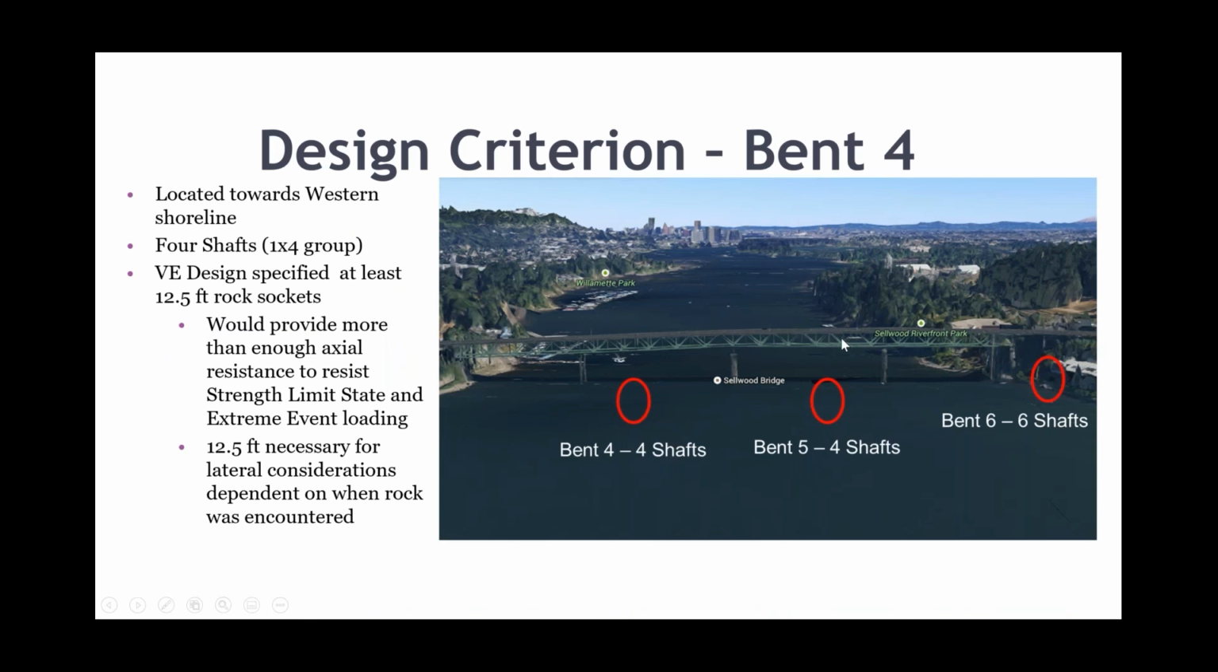Moving into the actual design, at Bent 4, that's located towards the western shoreline. It's a 1x4 group of drilled shafts. Our VE design required at least 12.5-foot rock sockets, so quite a bit different than 20 or 50. Same thing with the Vans project. Typical of bridges over water with the foundation bearing in firm soils or rocks, really that 12.5 feet socket length was plenty good to resist demand to the strength limit state and extreme event loading. And that 12.5 foot was only necessary for lateral considerations, so seismic and vessel collision.